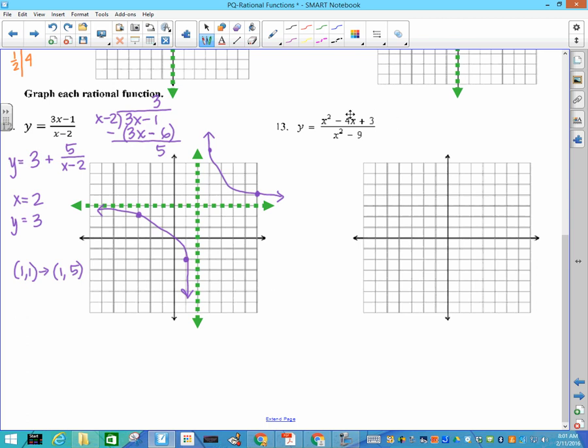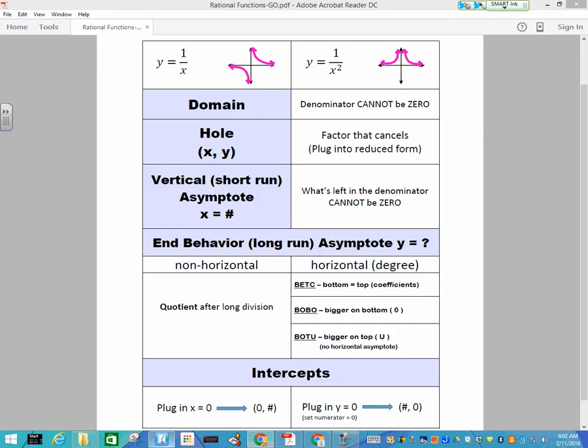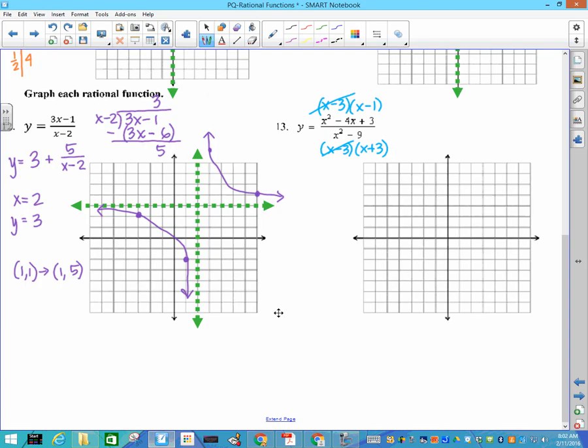We got a bigger mess than that over there, so I don't really want to do that long division. I'm going to hope that my teacher's going to give me something that factors. So this bottom factors as x minus 3, x plus 3, and the top factors to x minus 3, x minus 1. So these cancel. So I'm hoping y'all remember that. A factor that cancels that we talked about is a hole. Okay? So you actually have a hole in your graph.